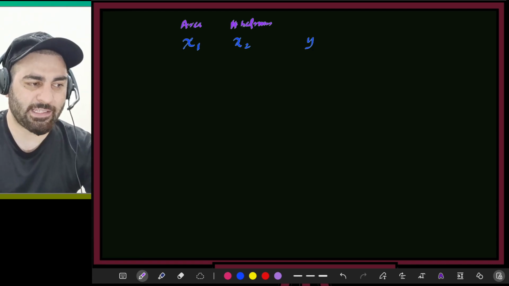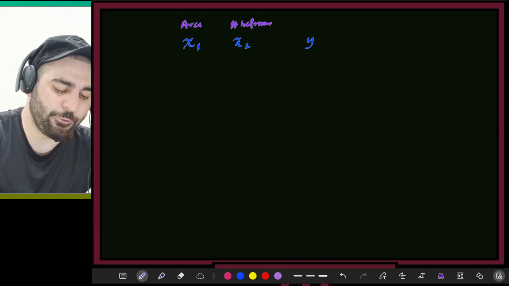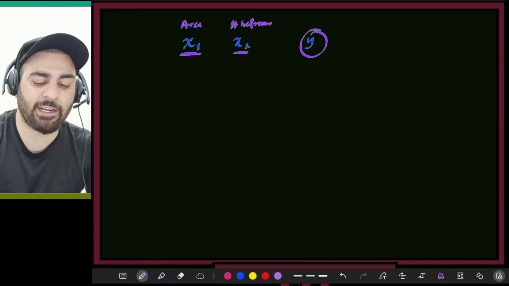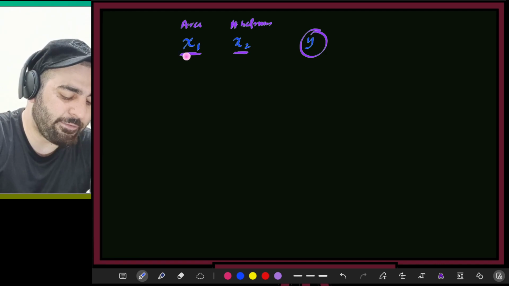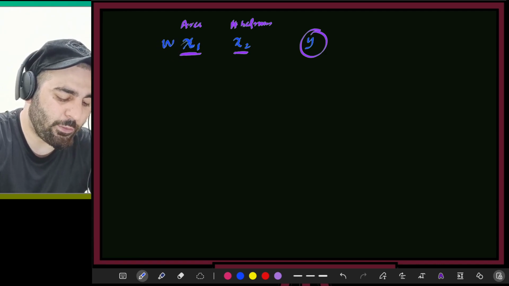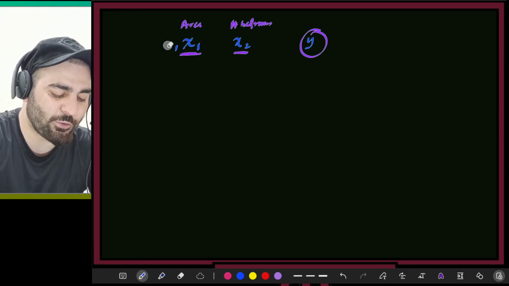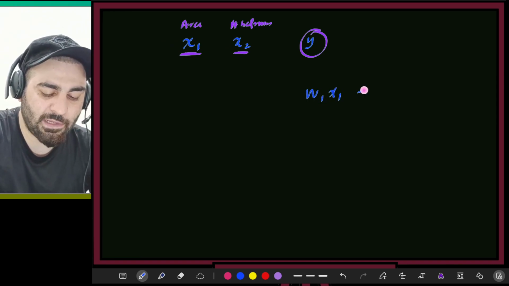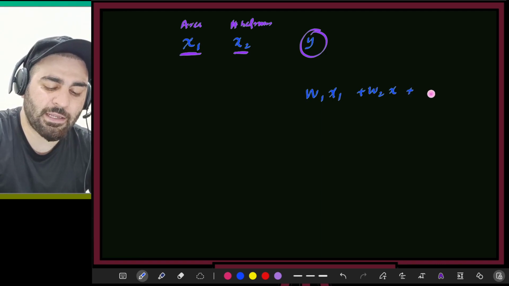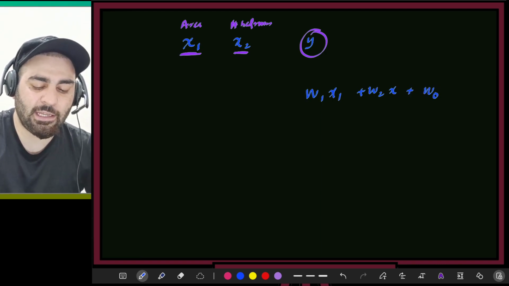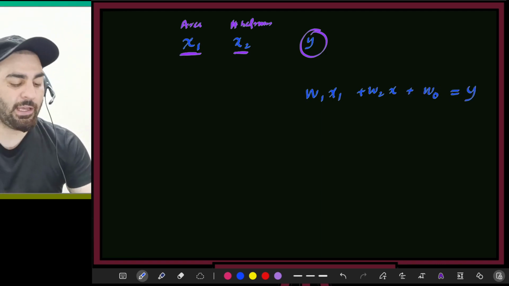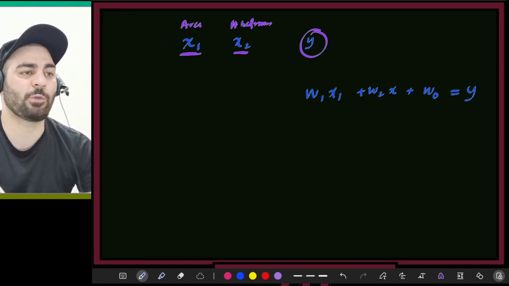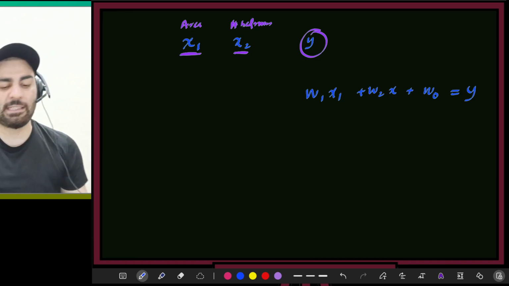Again, this y is somewhat related to these two features, so I'll have to assign weights. Let's call them w1 and w2, indicating the importance of each. I can write w1 x1 plus w2 x2 plus some w0 is equal to y. I'm assigning a weight to each feature and computing this y, because I know somewhere this is a linear relation.